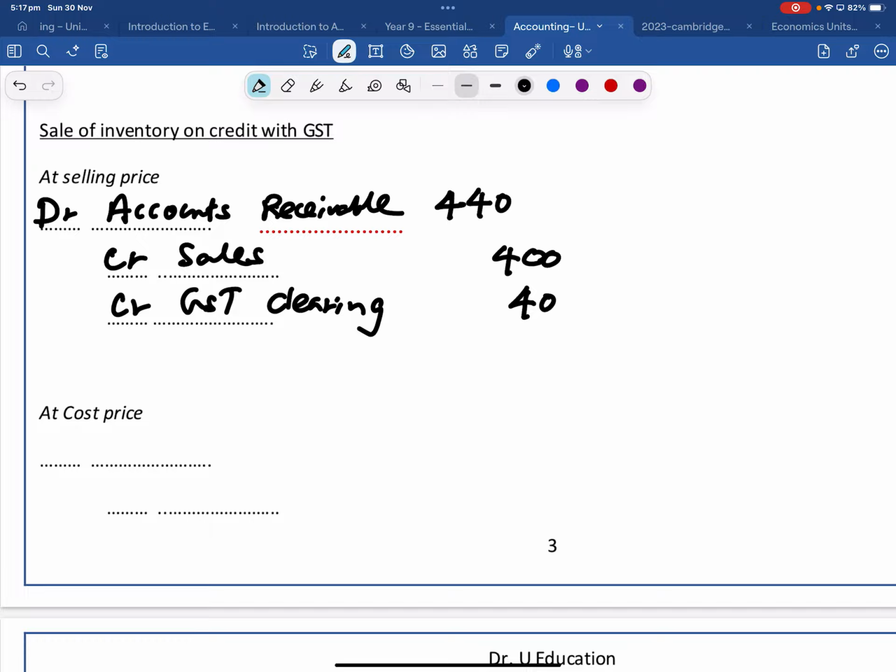At the cost price, yes, because when we purchase it from our supplier, we purchase it at the cost price, 200. That 200 we are selling for 400. So our bank or accounts receivable will be affected at the selling price, sales revenue will be affected at the selling price, and so is GST. And then at the cost price, what will happen? Now we can record the cost price. Debit cost of sales. So credit inventory.